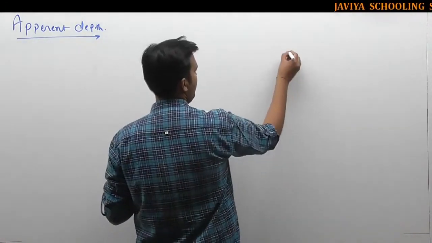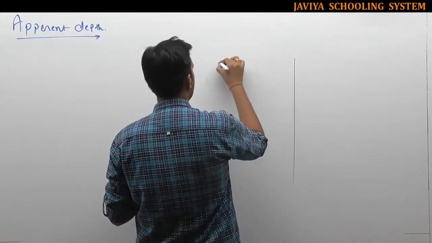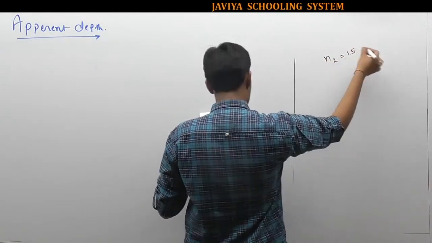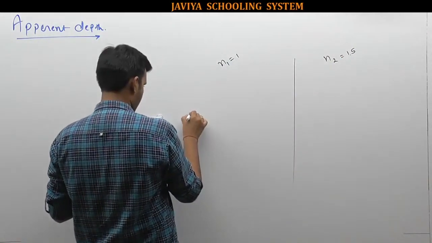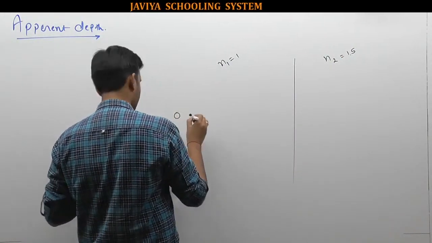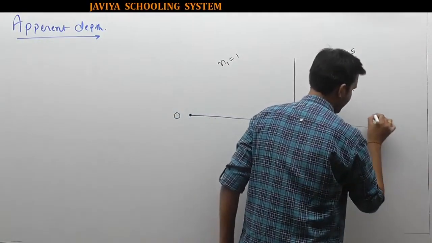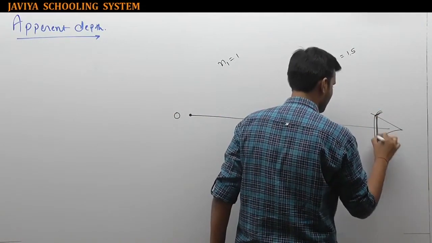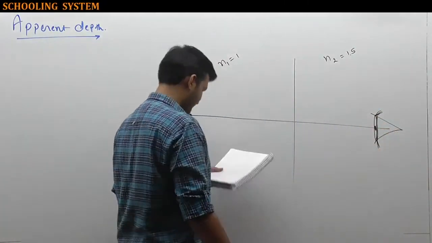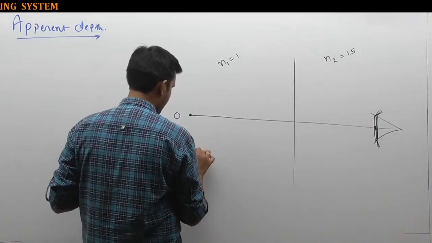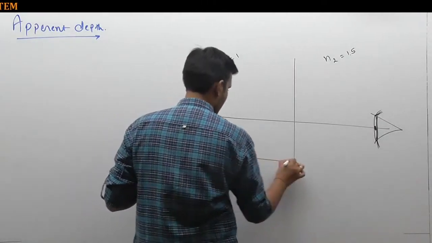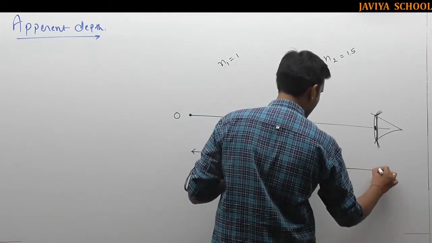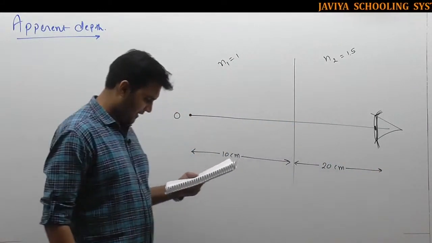So let's say this is the boundary. Over here the refractive index is 1, and over here it is 1.5. Here we have an object and a line of sight, and here we have the eye. This distance is given as 10 centimeter, while this distance is given as 20 centimeter.